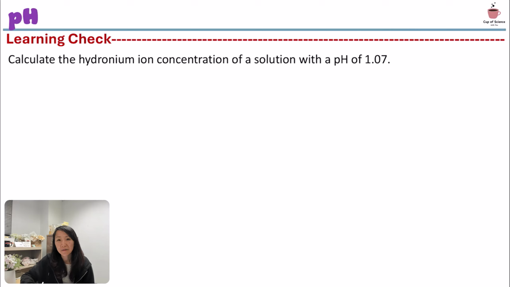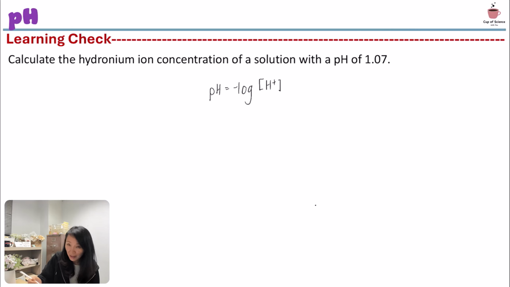Let's try another one. Calculate the hydronium ion, which is the same thing as hydrogen ion, concentration of a solution with the pH of 1.08. So we write the pH equation. pH is equal to the negative log of hydrogen ion concentration, aka hydronium ion concentration.